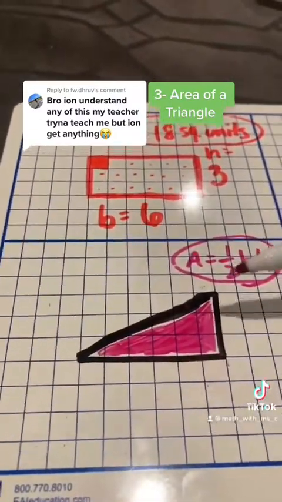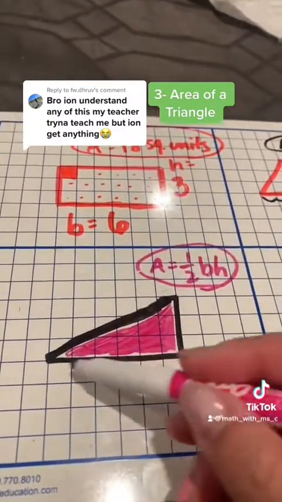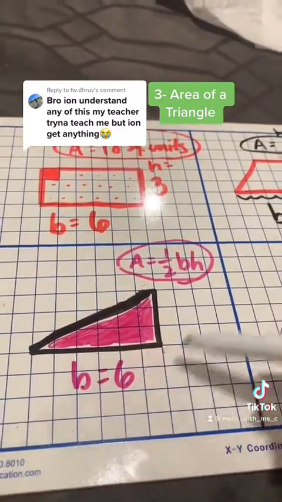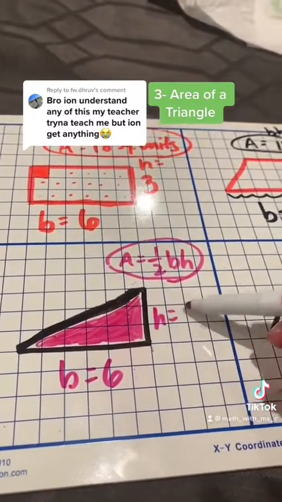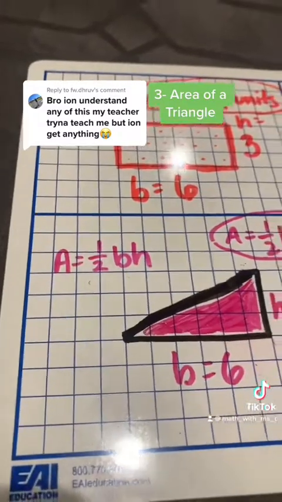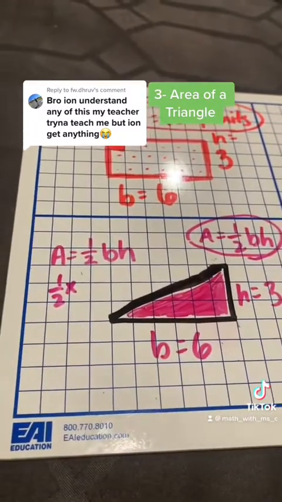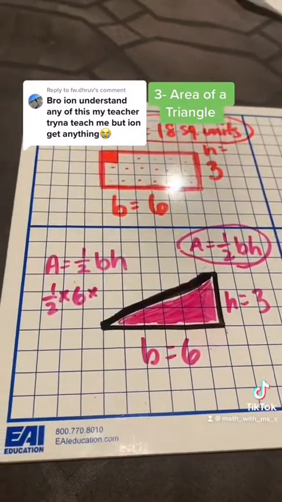Now, if you just multiply base times height, that would be the whole rectangle as if it was there, but it's not. This base of the triangle is 6 units. The height is 3 units. So now let's use this formula. First step is to copy the formula and then replace the variables with the numbers. 1/2 times base is 6 times the height is 3.